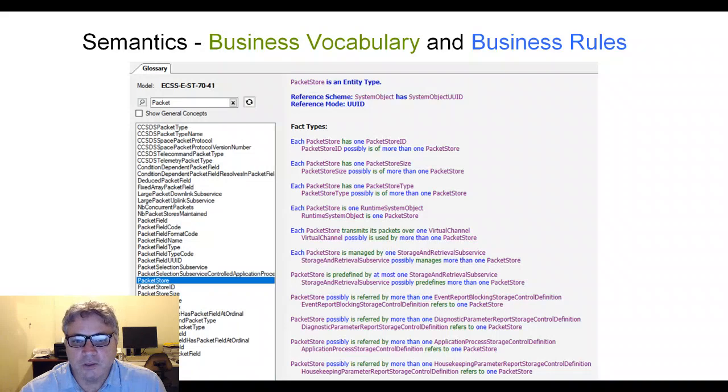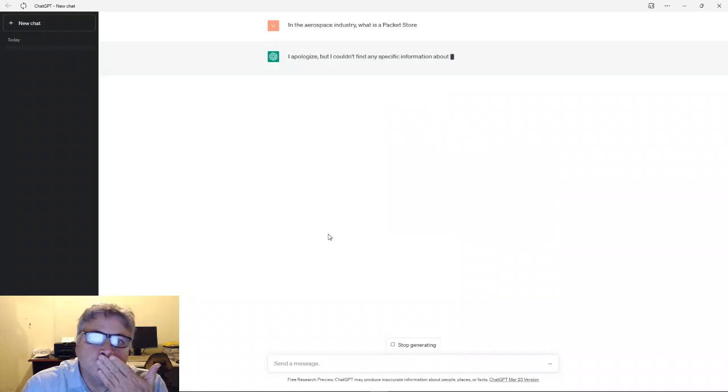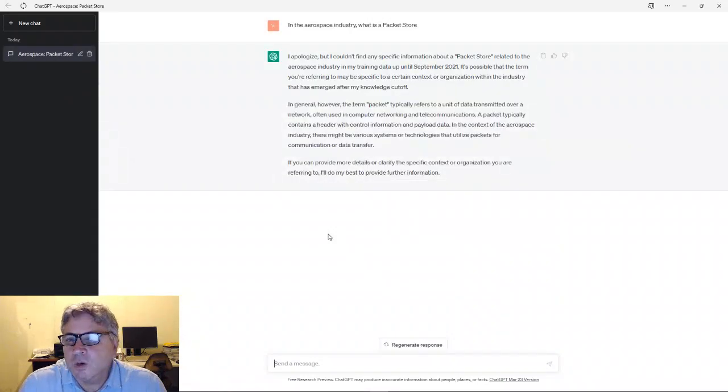Just for example, I'm going to jump out and have a chat with a quasi-expert who has trawled the internet to find out things about packet stores, and that's ChatGPT. So let's ask ChatGPT: in the aerospace industry, what is a packet store? Let's see what it comes back with. It says it couldn't really find anything about packet stores in the aerospace industry, but the term packet typically refers to a unit of data transmitted over a network, often used in computer networking and telecommunications. A packet typically contains a header, etc.